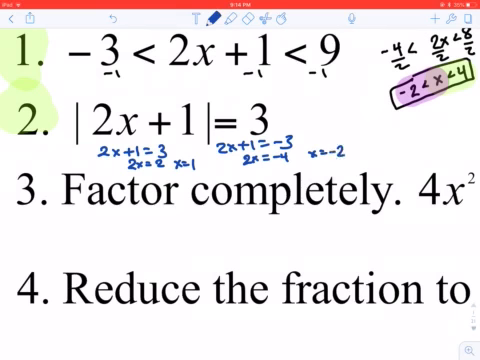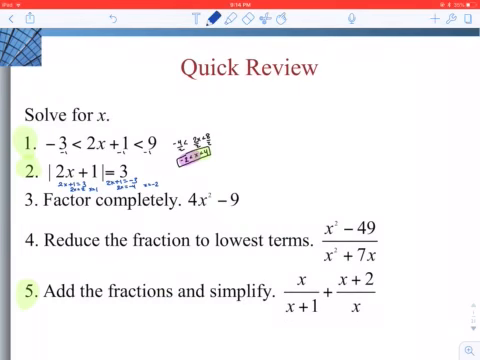But always a good idea, especially with absolute value or quadratics or something other than just a simple linear equation, always a good idea to check it and make sure it works. In this case, both of those two solutions work.